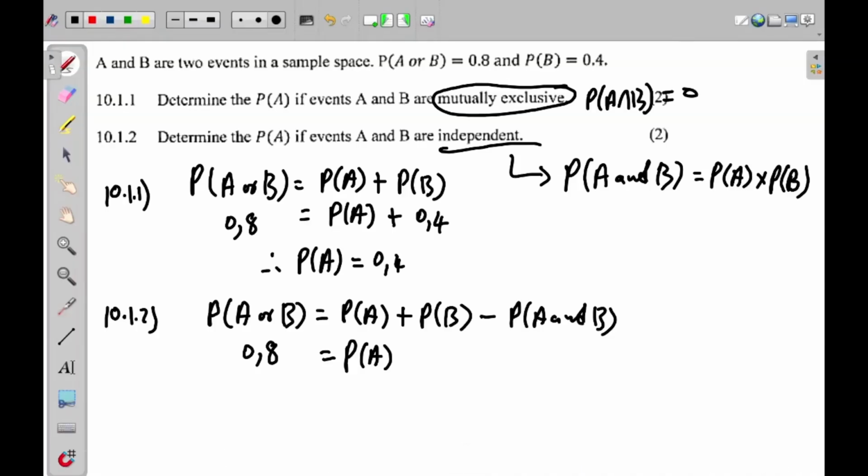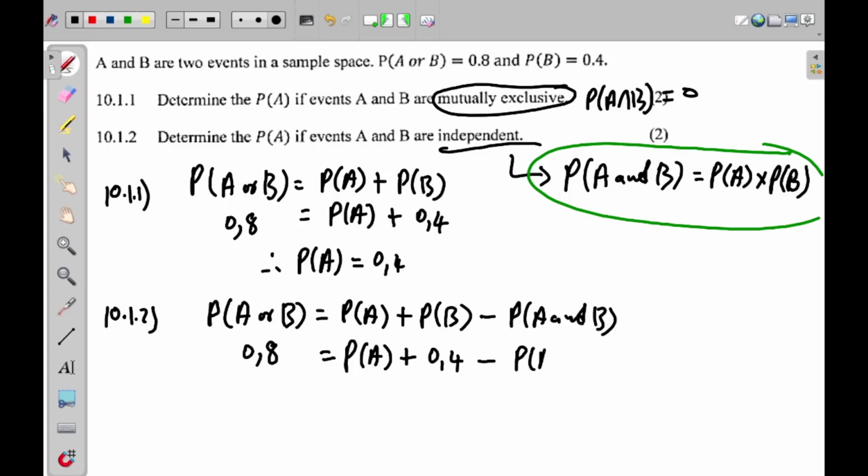We do know probability of B. Probability of B is actually 0.4. Now, this is where this little formula, or knowing that little thing, will pay off. What are we going to do? Well, probability of A and B under independence is probability of A times probability of B. But we know what probability of B is, right? Probability of B is 0.4.